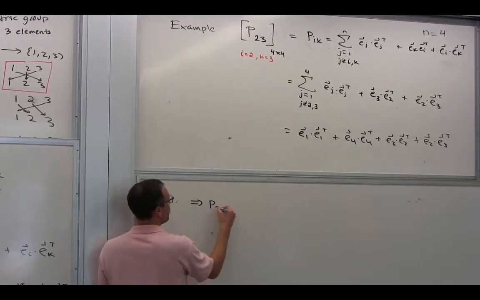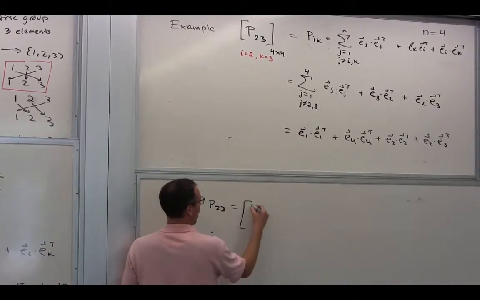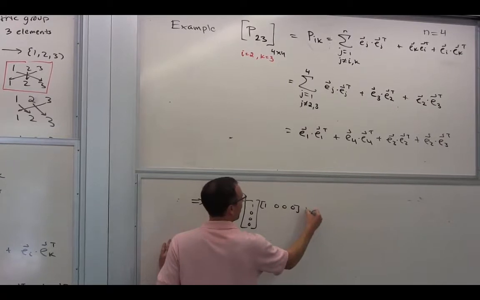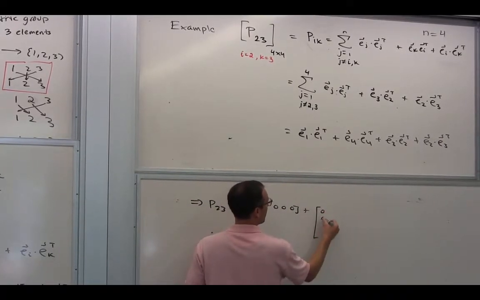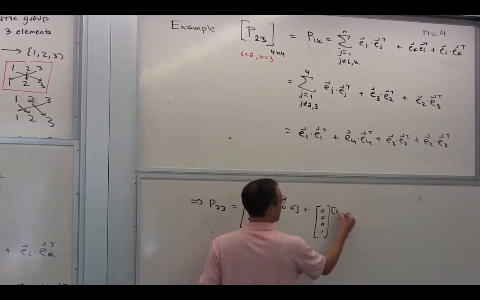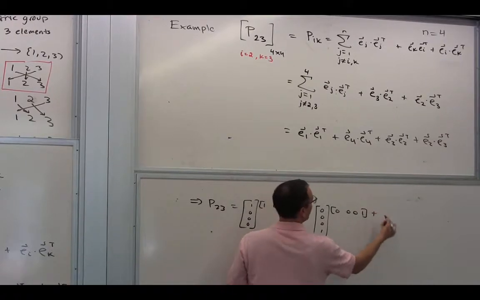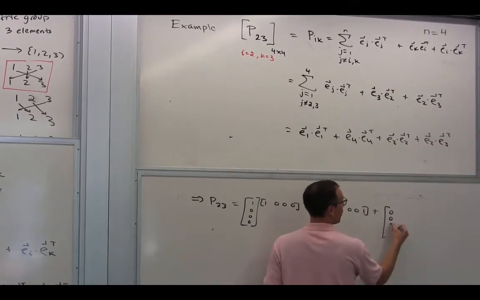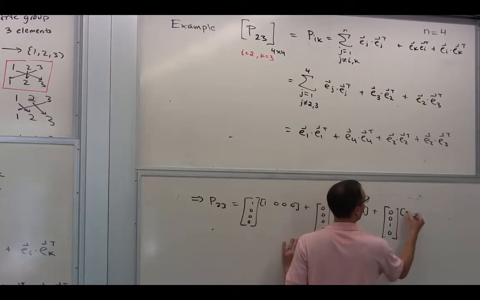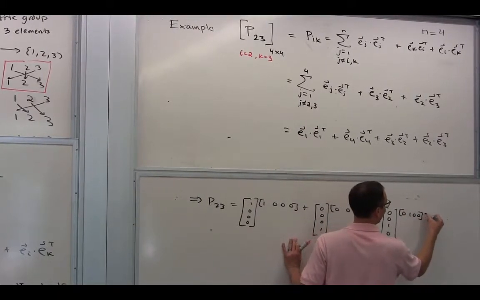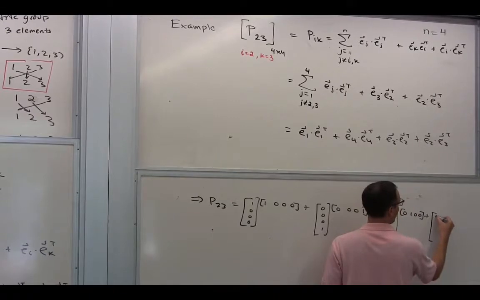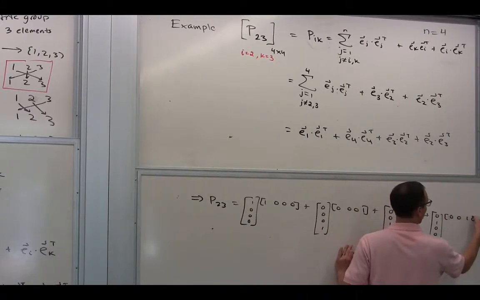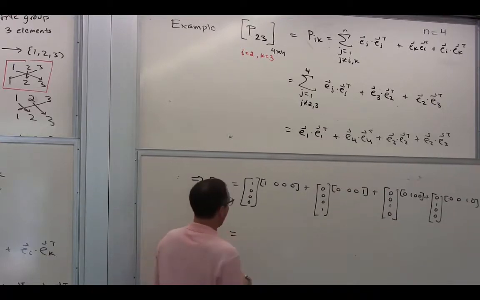So this means P23 is 1, 0, 0, 0, 1, 0, 0, 0. Now what? 0, 0, 0, 1, 0, 0, 0, 1, 0, 0, 1, 0. Nicely done. And finally, all right, let's go real slow here.